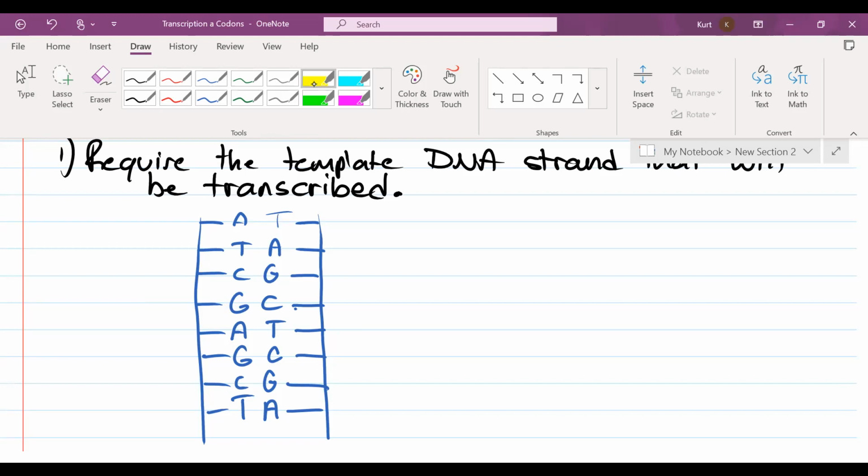Begins with a T. Like the topoisomerase. Topoisomerase. All right. Now, I'm going to highlight this half.